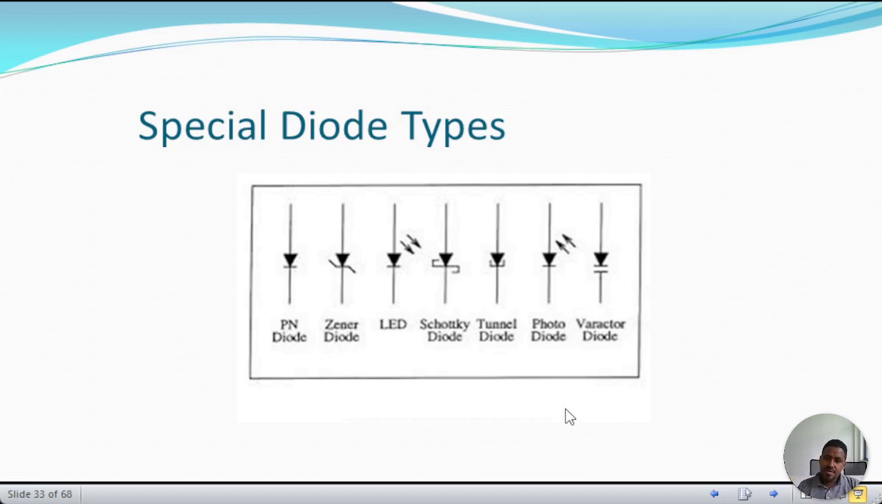Hello everyone. Today's class is about special diode types based on the PN diode, like the switching diode, Zener diode, LED, Schottky diode, tunnel diode, photodiode, and varactor.